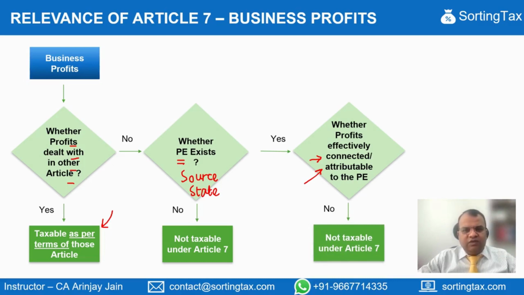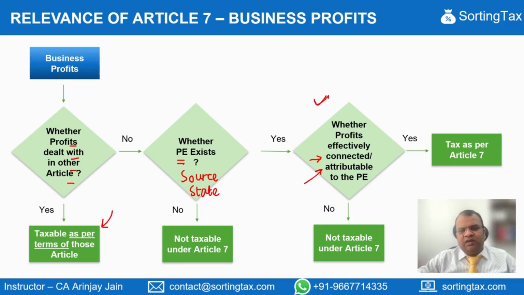Now, if the answer to this particular question is that the profits are not attributable to the PE, then these are again not taxable under Article 7. So this means that even when there is a permanent establishment that a non-resident has in the source state, so long as the profits are not attributable to that PE, the taxability under Article 7 would not arise. But if the profits are effectively attributable to a PE, then the taxation will be done as per Article 7.